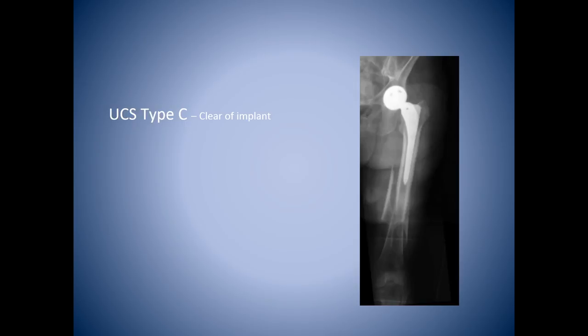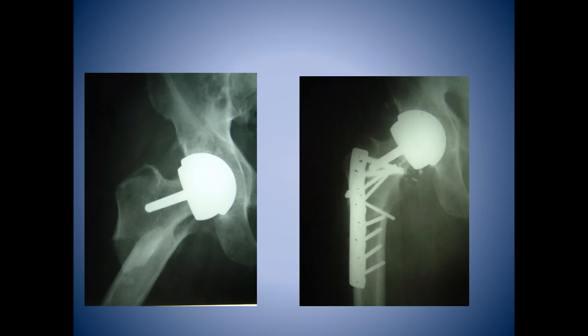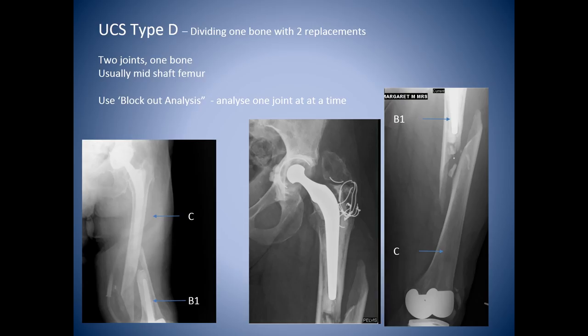This is the type C, where you fractured well clear of the implant, and it's treated just as a standard fracture. With the resurfacings, it's been quite interesting. This is a type C on a resurfacing, and that can easily be treated purely with ORIF. The type D is dividing one bone and two replacements. So you've got a hip and a knee, and you fractured in between. Here you use what they call the block art analysis, and you classify each one according to what it actually is. So there's a B1 and there's a C, and then you treat it accordingly.